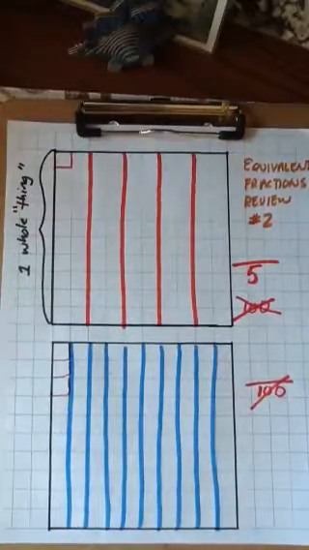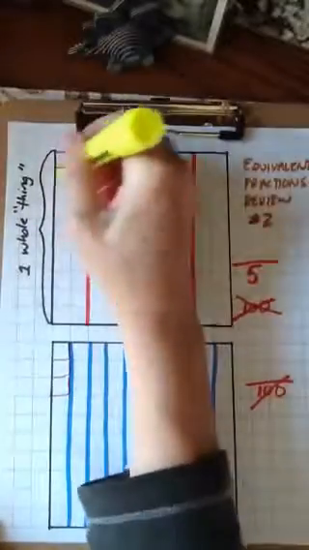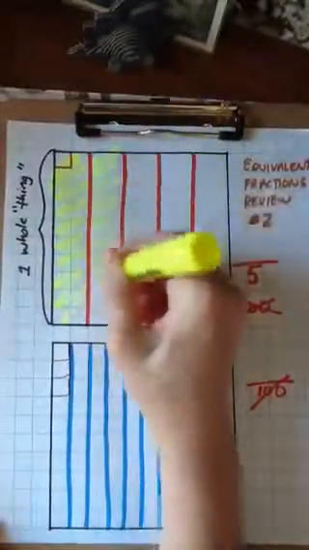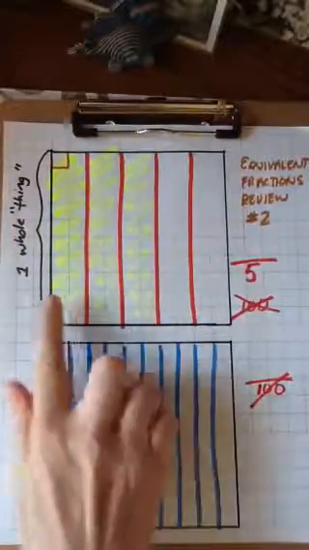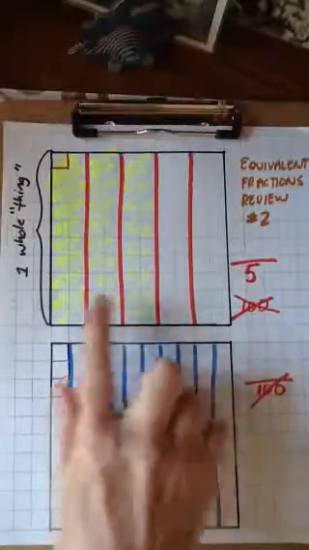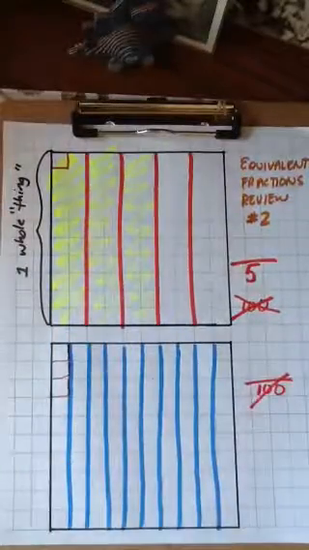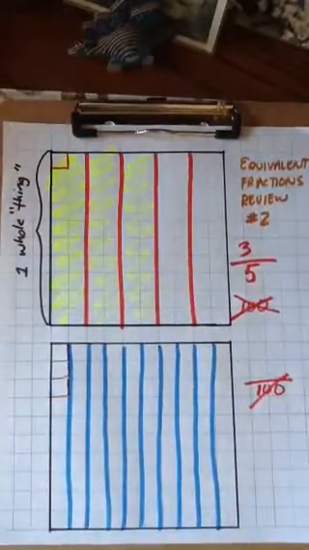So this is very common. Let's shade in 1 piece of the fifths, 2 pieces, 3 pieces of the fifths. How many? 3 pieces, but these pieces are bigger than this. These are fifths pieces. So we shaded in 3 out of 5.